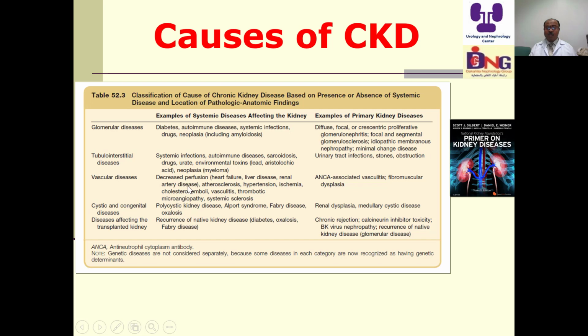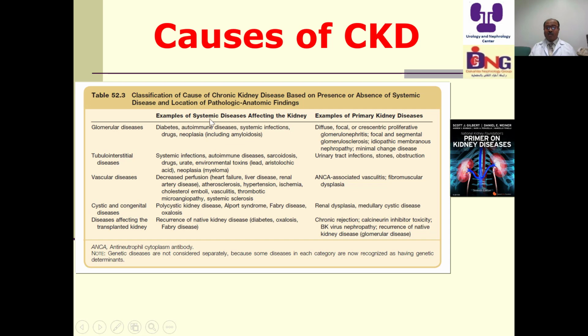Vascular diseases may be systemic diseases like decreased perfusion due to heart failure, liver diseases, renal artery diseases, atherosclerosis, hypertension, ischemic cholesterol emboli, vasculitis, thrombotic microangiopathy, systemic sclerosis. And the vascular disease may affect the kidney primarily, like ANCA-associated vasculitis, fibromuscular dysplasia of renal vessels. Cystic and congenital disease, including polycystic kidney disease.